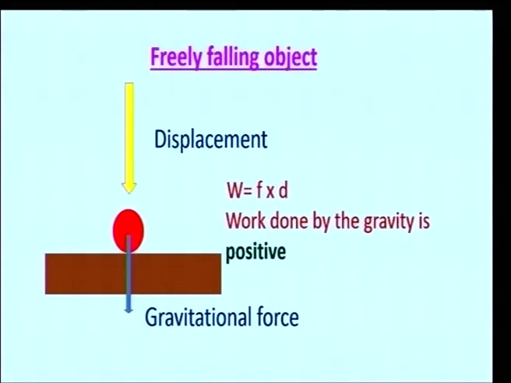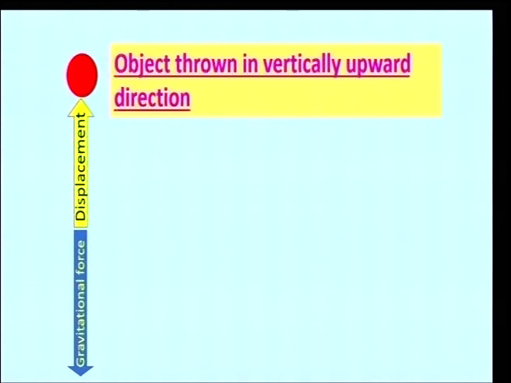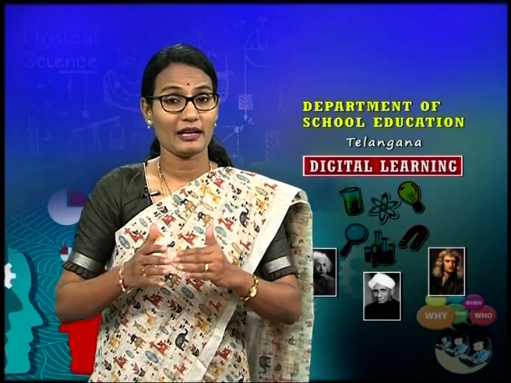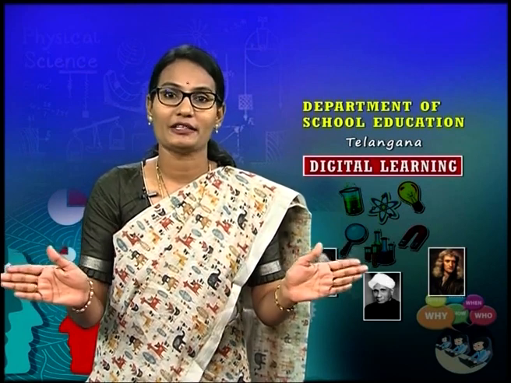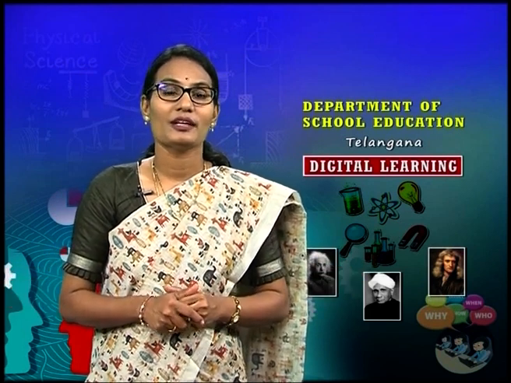Let us observe another example, children. The object thrown in vertically upward direction. Here the object is displaced in vertically upward direction, but the gravitational force is always in downward direction. What will be the work done by the gravity in this case? Here work done by the gravity is negative, when the force and displacement both are in opposite direction. So in such situation the work done is negative.